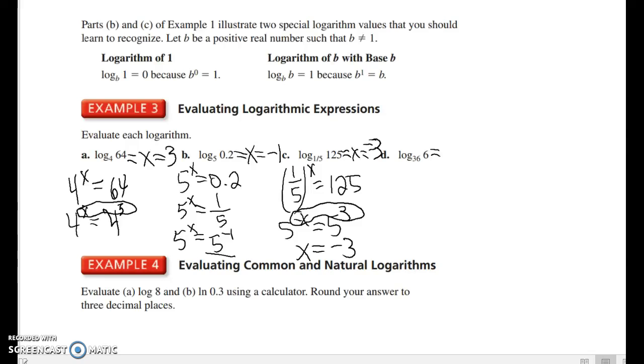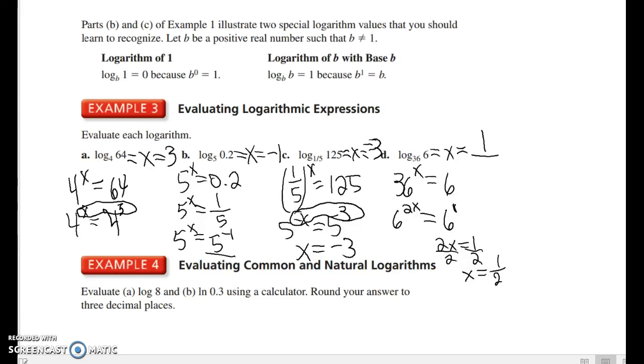And then this last one, if we make that equal to x, I have 36 to the x equals 6. And to do that, I know that 36 is 6 squared. So this is like 6 to the 2x equals 6 to the first. So then set 2x equal to 1, divide both sides by 2, and you get x equals a half. So the answer to this is 1/2.